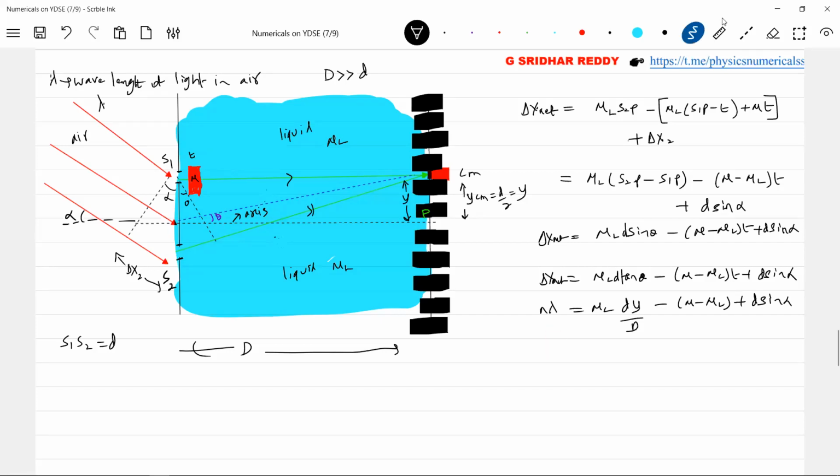So now we have everything. What is lambda? Lambda is the wavelength of light here. So let's go for the expression for y. So y equals n lambda capital D by mu L small d, plus mu minus mu L by mu L, t capital D by small d, minus d sine alpha.